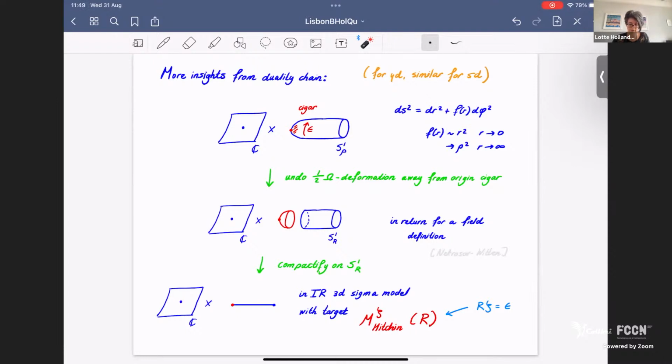Now the important ingredient from this paper of Nekrasov and Witten was that we can actually undo this omega deformation, at least if we're away from the origin of this cigar. So this is drawn here. This part of the geometry, which is still very close to the cigar, is still omega deformed. But if we're away from this origin, then we can undo this omega deformation, in return for a field redefinition. So our fields will be redefined, and epsilon will be a parameter in this field redefinition.